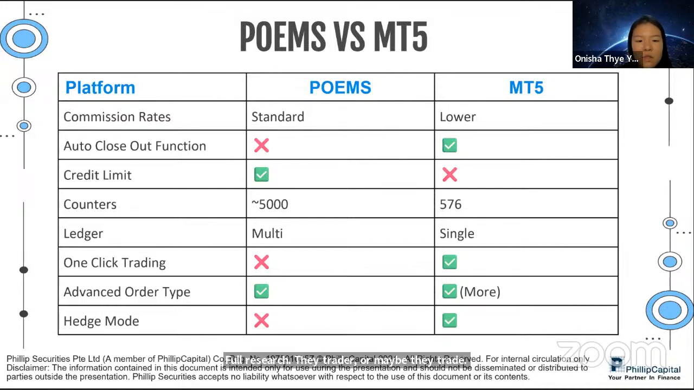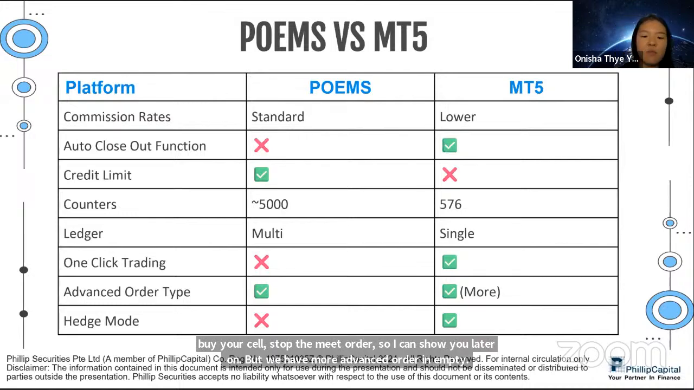Next is the advanced order type. Advanced order types in POEMS, we do have, like the trailing order and so on, except in MT5 there's actually more to it. You have the buy stop market order, the buy or sell stop limit order. I can show you later on, but we have more advanced orders in MT5, because it's designed to be more sophisticated.